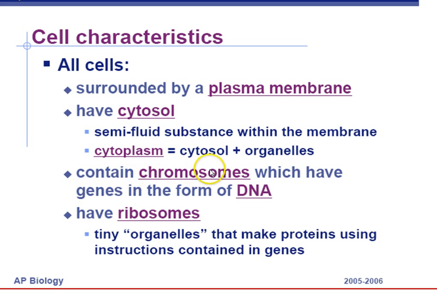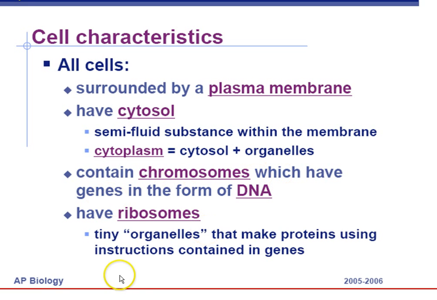All cells have chromosomes, which have genes in the form of DNA. Now, remember that eukaryotes have their DNA in a nucleus, a membrane-bound container. But all cells, including bacteria, have DNA. And this is one thing that binds all of us together on this planet as a commonality. And this DNA is highly coiled in the form of chromosomes.